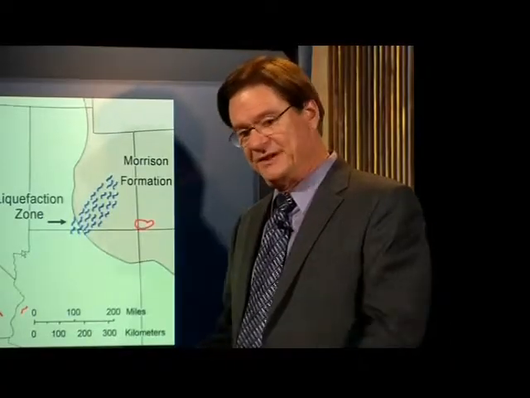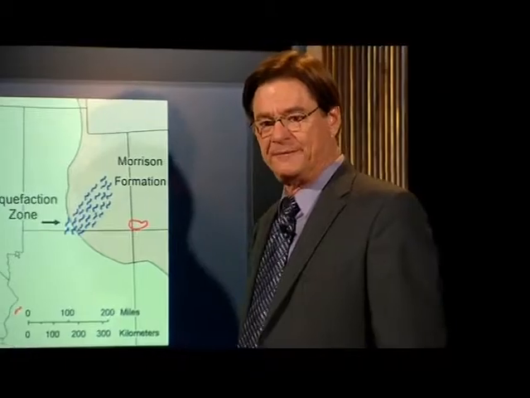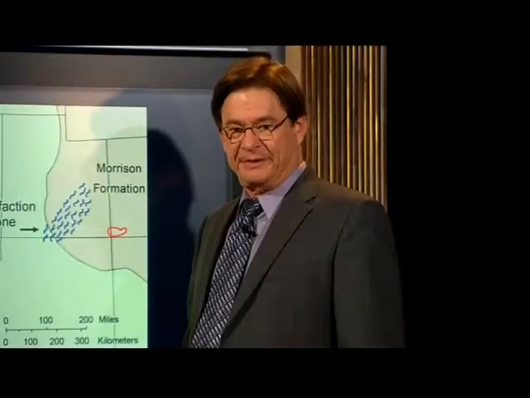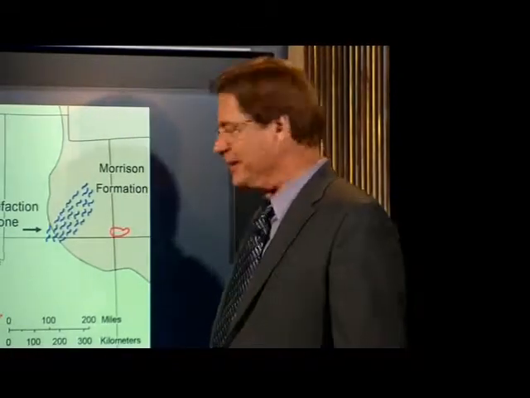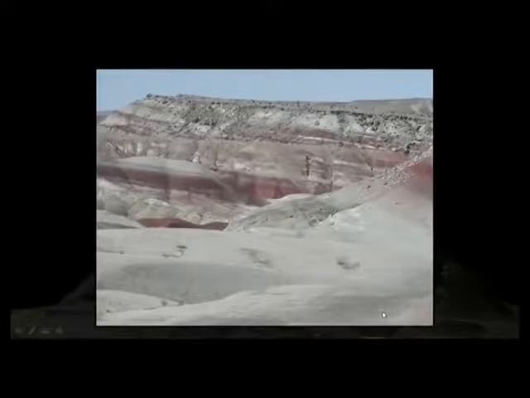Apparently, that's the distance that these particles have moved. And the theory is that there was so much of it that it came down and buried the dinosaurs. That's what we're starting to think. Here is the Morrison Formation in Utah and Colorado.